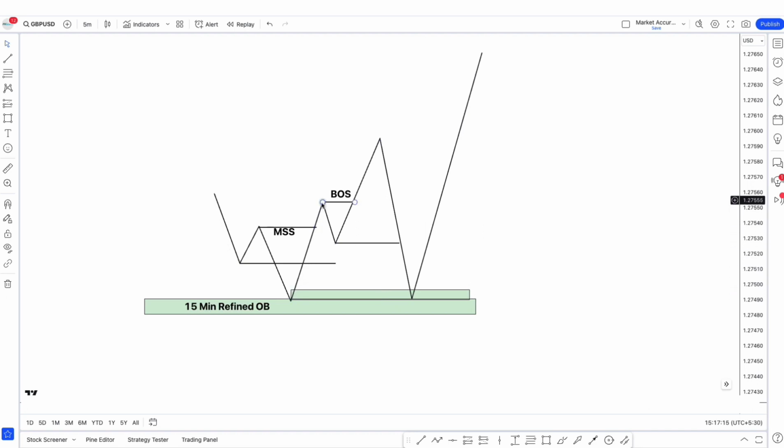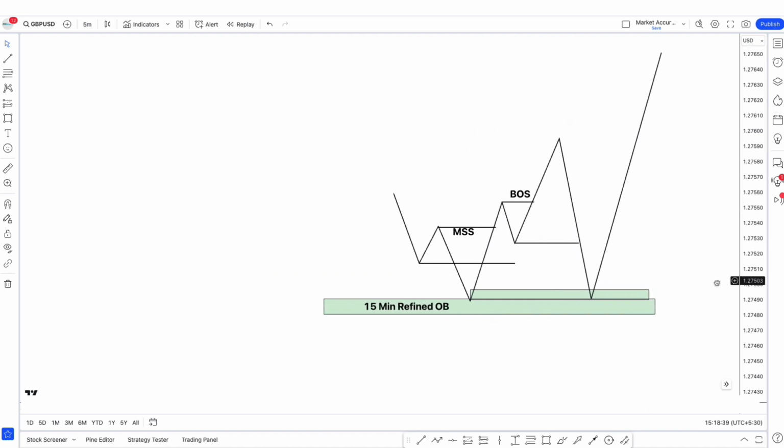And then we have a market structure shift, or change of character. And we also have a break of structure. And the reason why we need a break of structure is because we want the price to engineer some liquidity above our order block, or our entry point. And it's going to be fuel for our trade that is going to push the market higher.